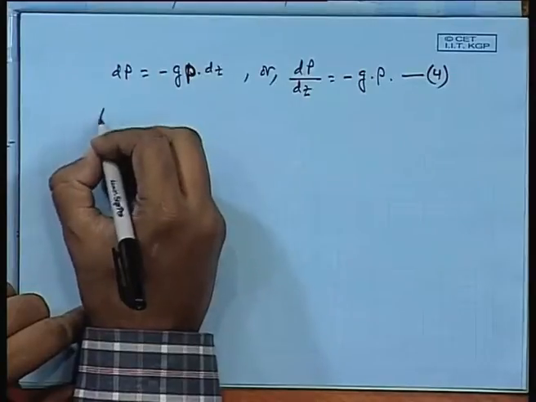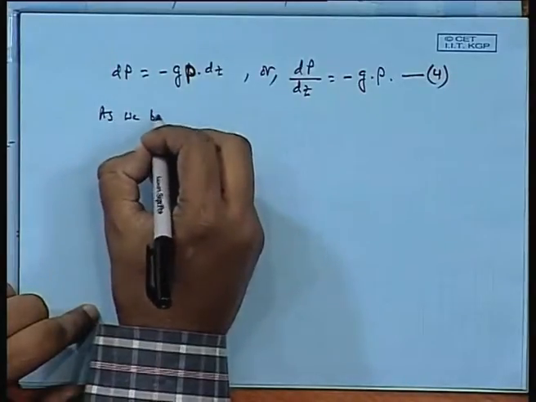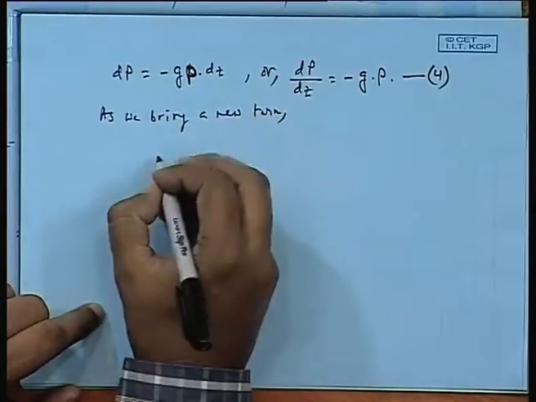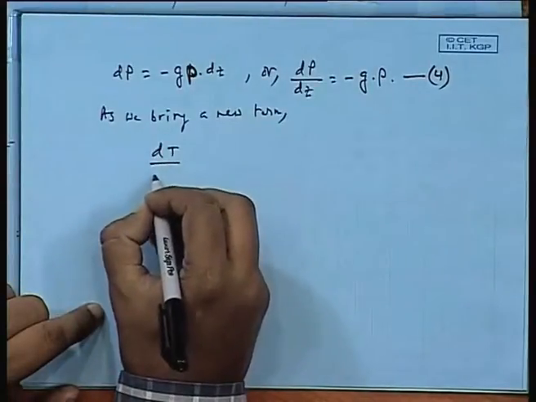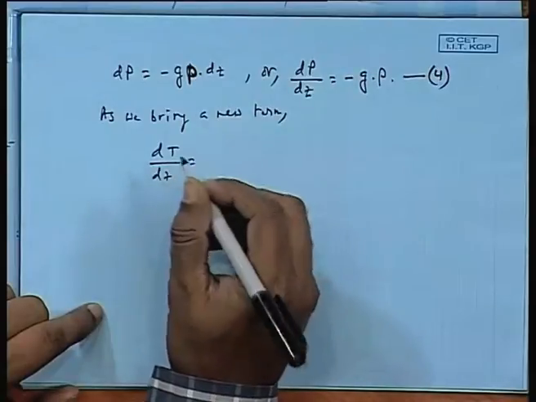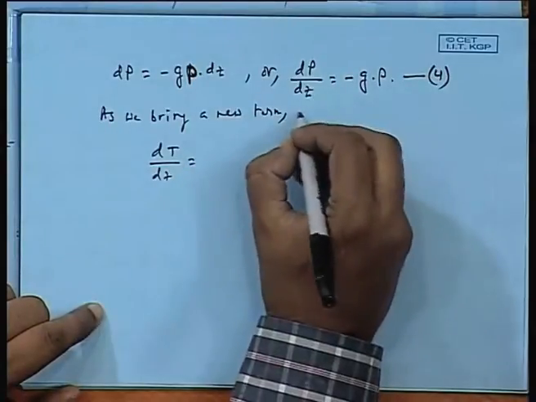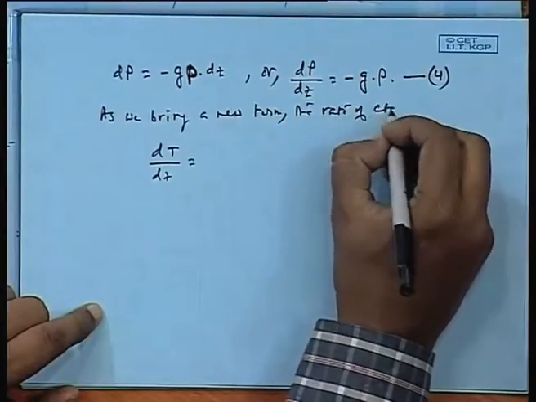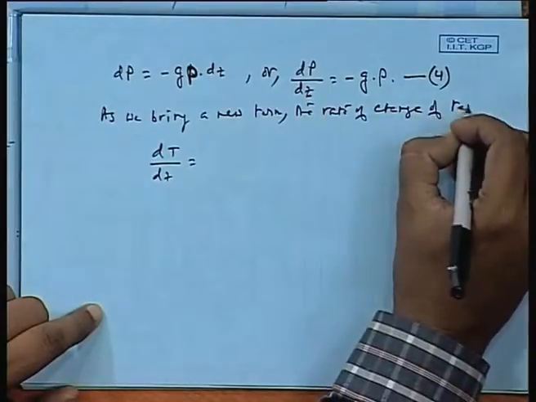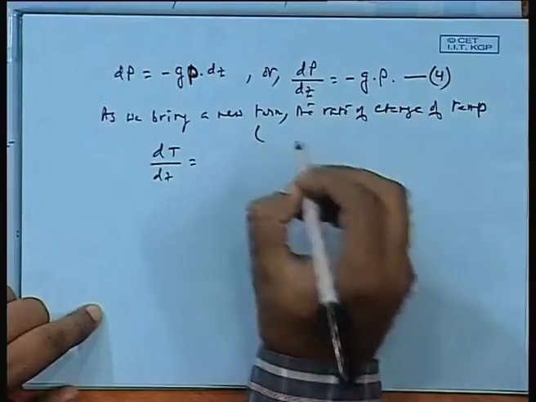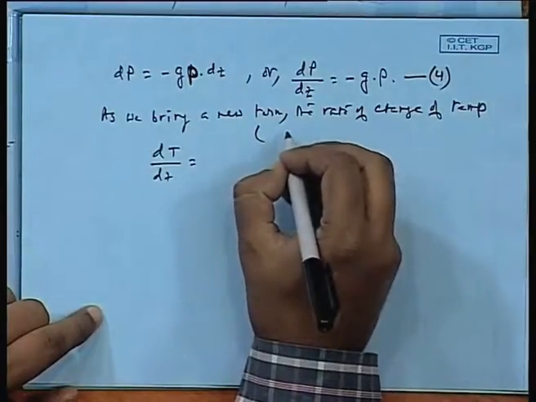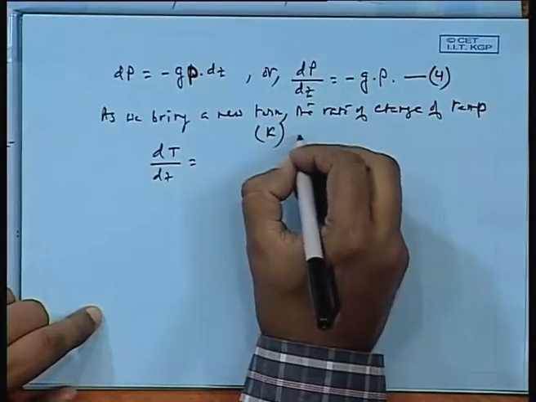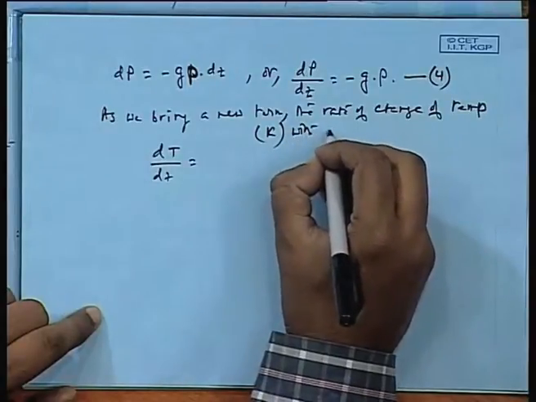We bring in a new term, dT divided by dz, the rate of change of temperature in Kelvin with altitude.